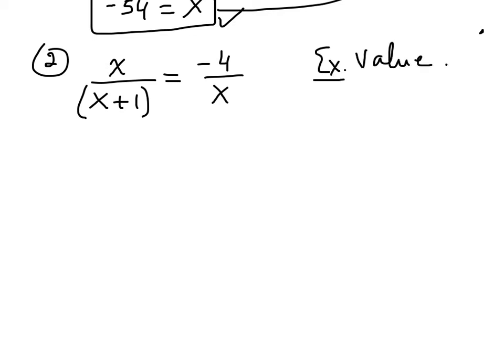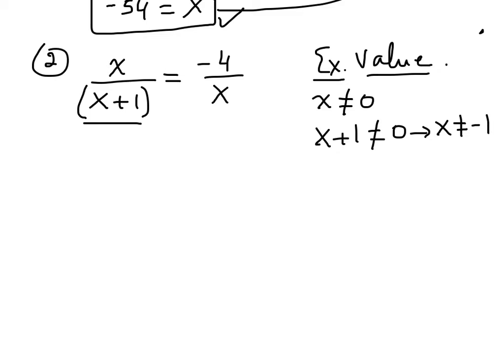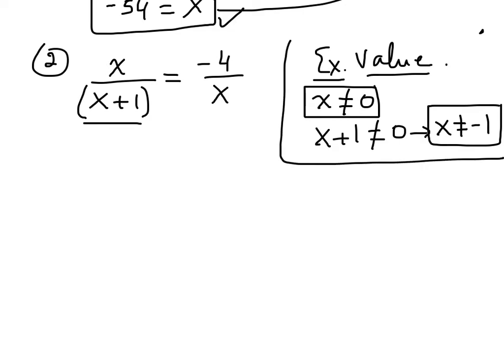Excluded values, you want to make sure every denominator cannot equal 0. So that means if x equals 0, we want to exclude it. It's not a potential solution. x plus 1, the second denominator here, we want to make sure it doesn't equal 0, which means x cannot equal negative 1. Those are the two values we want to exclude. Those are not possible solutions to this equation. So that means I'm going to go back over here and cross multiply.